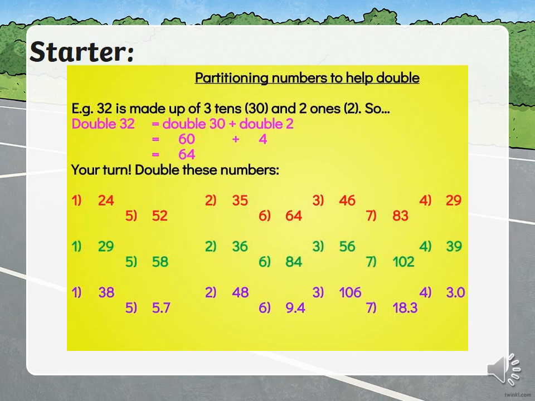Here is your starter, partitioning numbers to help double. You've got your example at the top. 32 is made up of 3 10s and 2 1s. So double 32 equals double 30 plus double 2. So that's how it is.